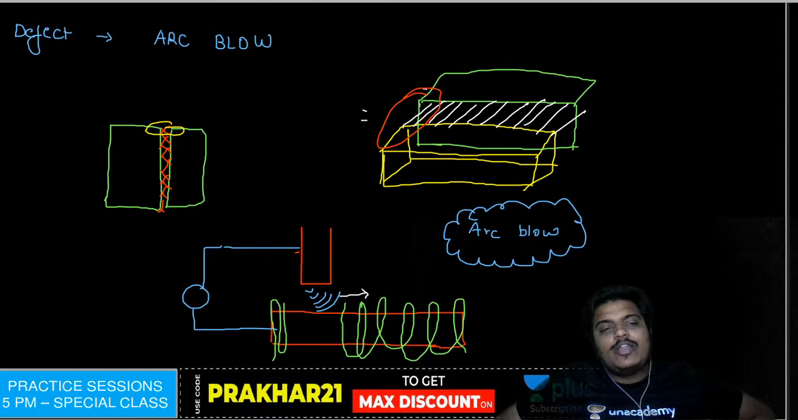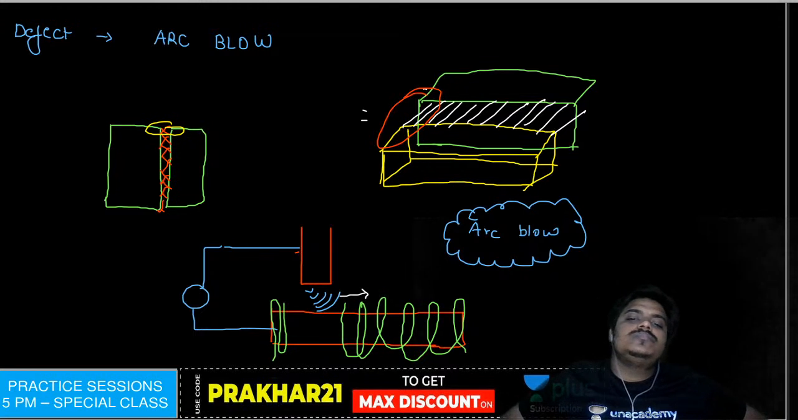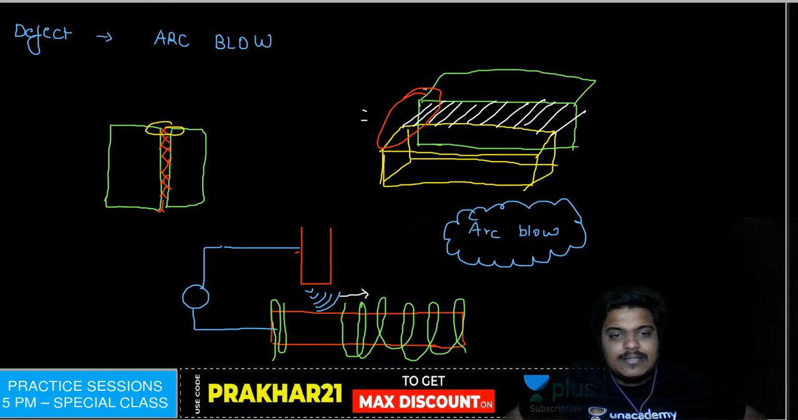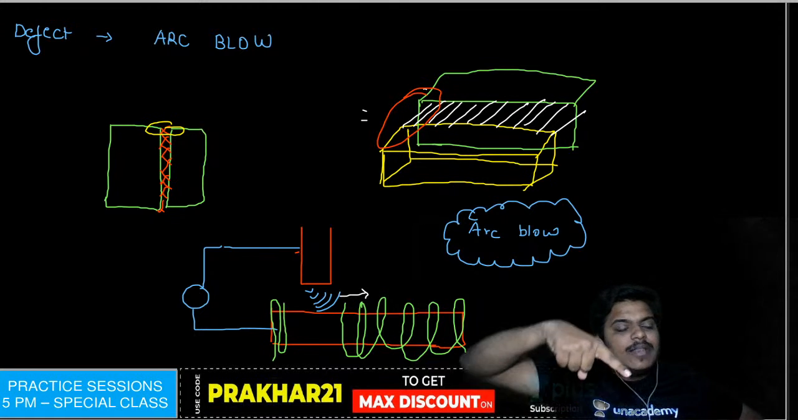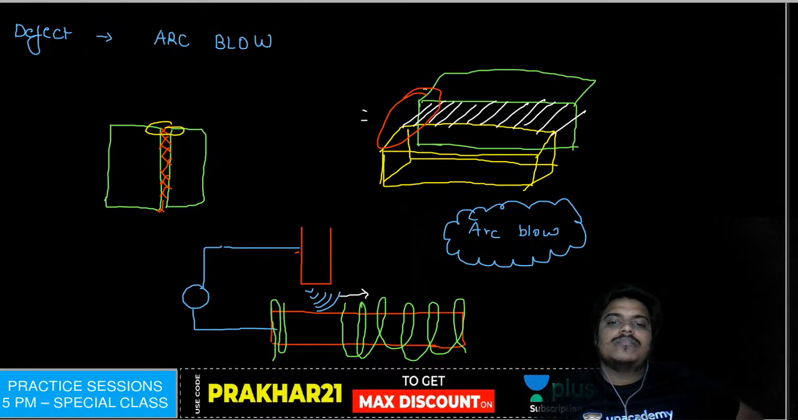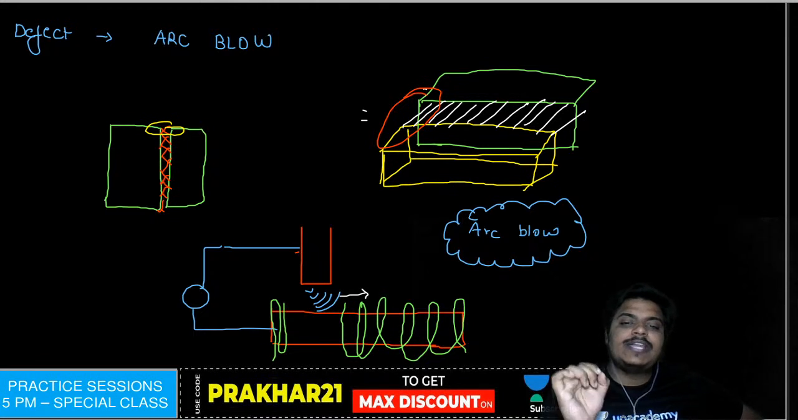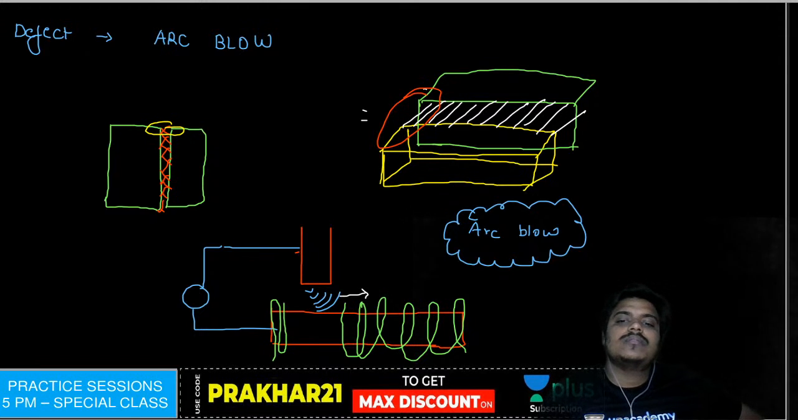But when welding is done on one of the ends, the arc will be deflected towards the workpiece, because most of the magnetic lines are concentrated towards the workpiece.